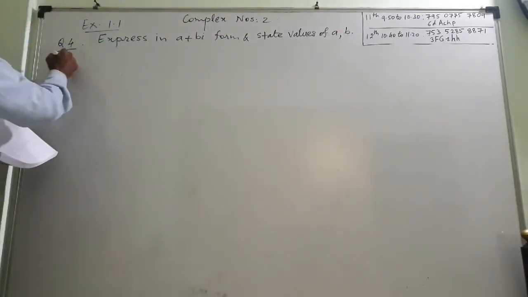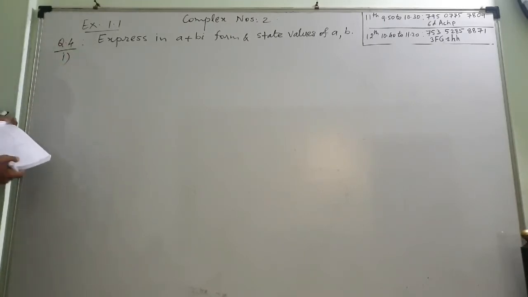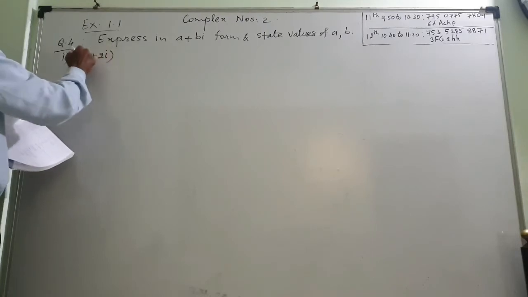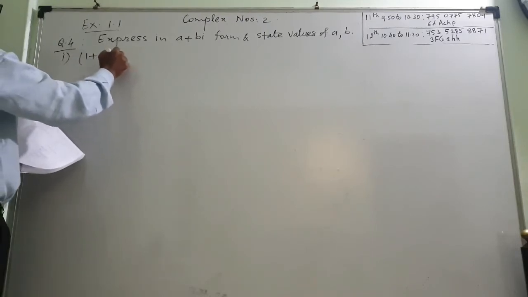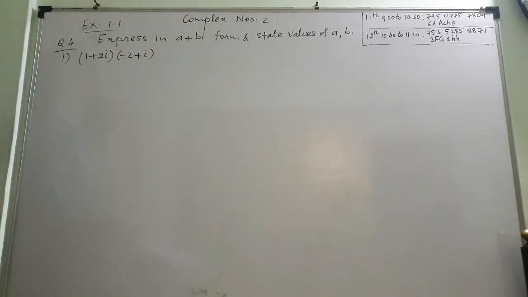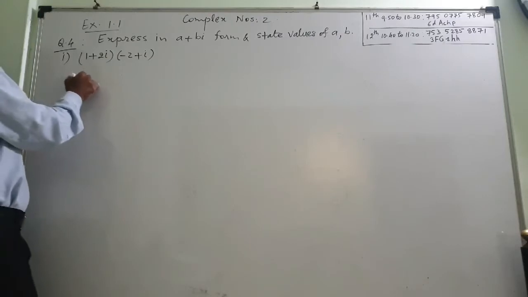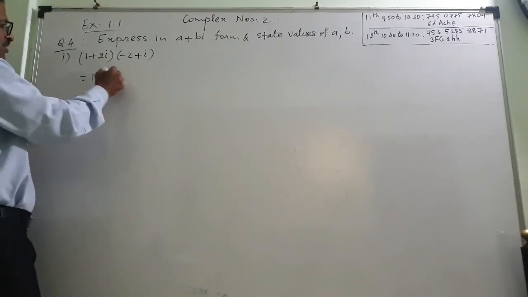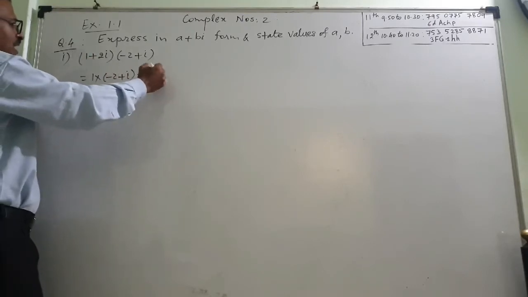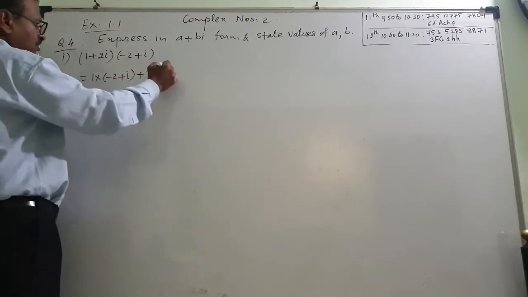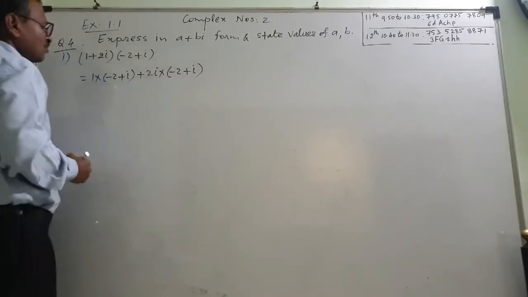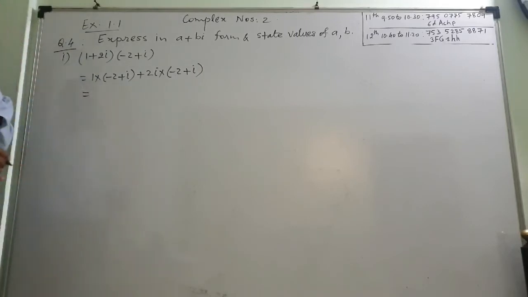Number 1, the simplest question, I am taking first: (1 plus 2i) into another bracket (minus 2 plus i). So directly I will start with the steps. This is 1 into minus 2 plus i, now by this plus 2i into minus 2 plus i. I am just distributing that multiplication.